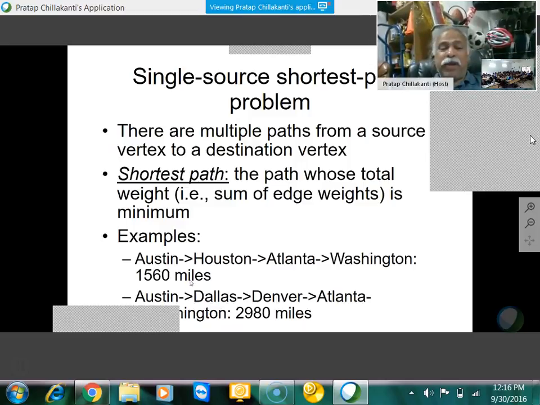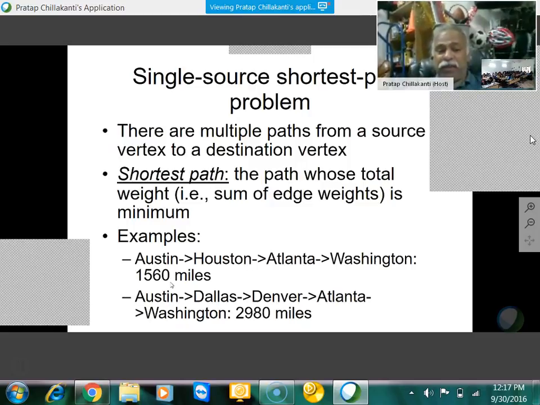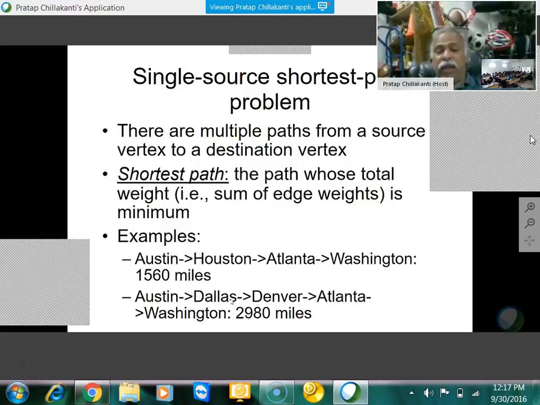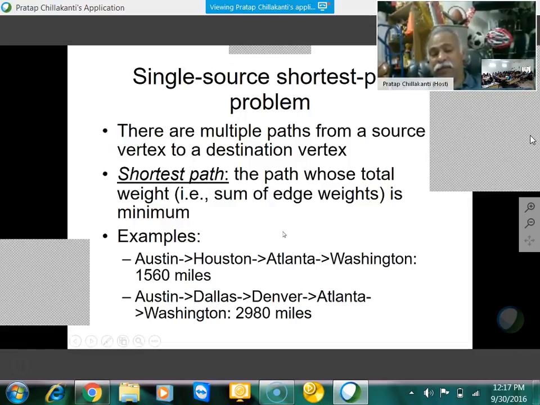Since I'm from the US, I gave you some examples. Remember, one of the graphs was US cities, right? So the guy wants to go from Austin to Washington. There's a path going by Austin, Houston, Atlanta, Washington, which is 1560 miles, whereas if you go by Dallas, Denver, and Atlanta, the mileage is 2,980. So you obviously want to take the first one.